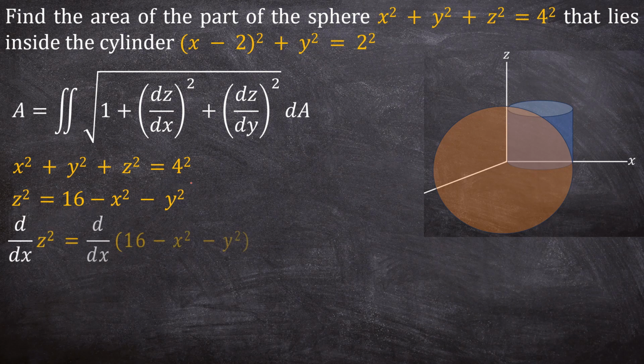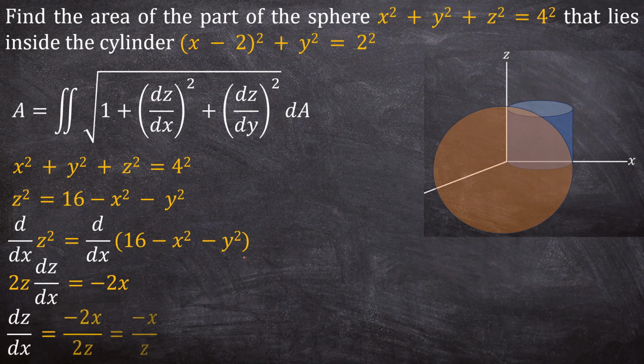I'm going to start by differentiating with respect to x. I'm going to take d/dx on both sides. If I differentiate here, I'm going to have 2z dz/dx. On the right hand side, 16 is going to become 0 because it's a constant, and y squared is also going to become 0 because it's treated as a constant. But on x squared, we're going to have 2x. So now we're just left with dividing both sides by 2z. We're going to have negative 2x over 2z, and you can easily cancel 2 and 2. Our answer is going to be negative x over z.